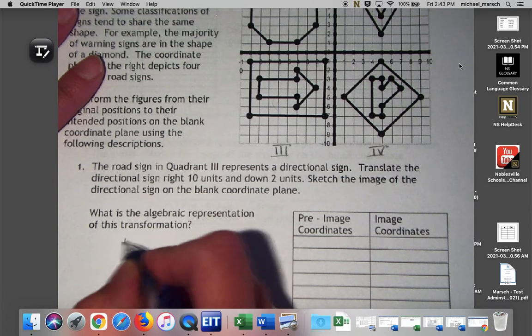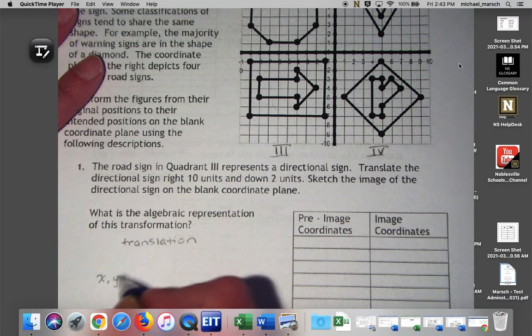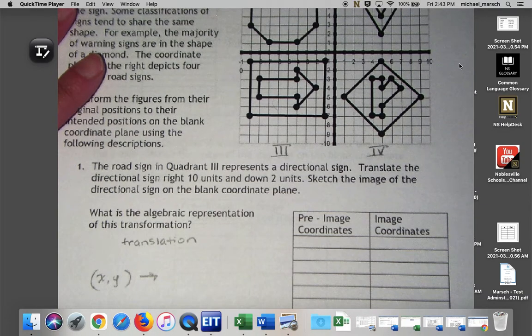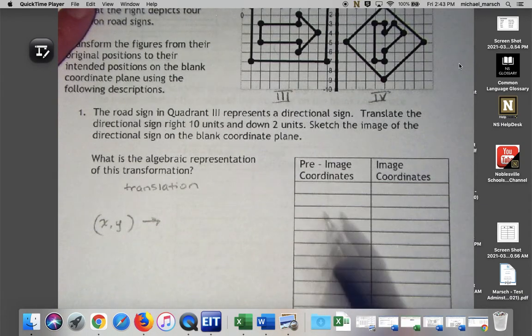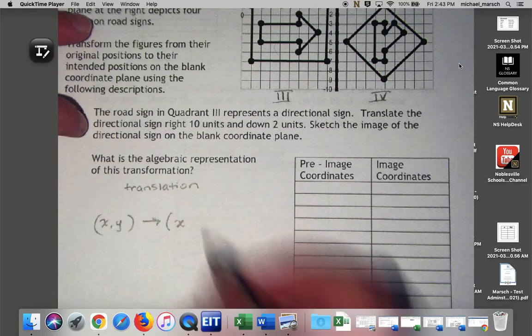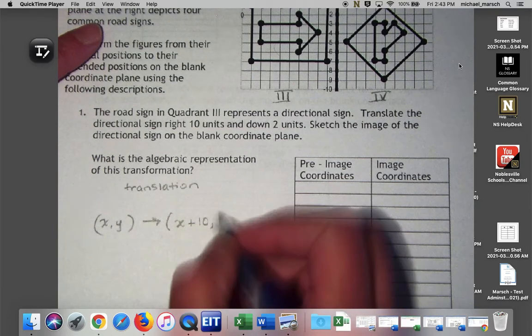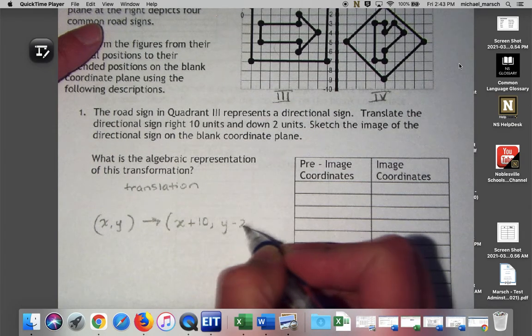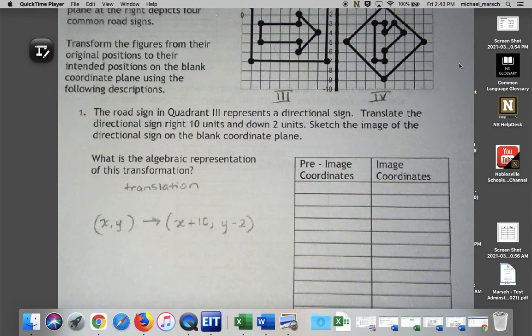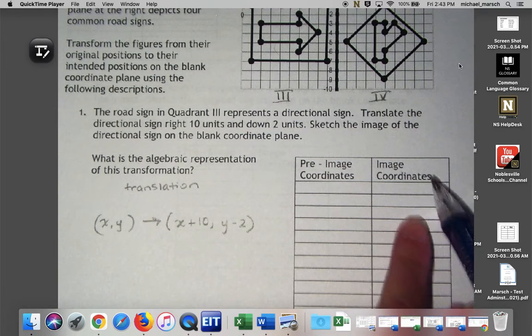So we're doing a translation. So if we start out with x and y, what do we do to each x and y value to get it to its new location? If we're moving right 10, you change the x. X plus 10, right? Because it's moving right 10. And it's going to be y minus 2. So what we're going to do here is we're going to use this table to write out our pre-image coordinates. We're going to apply our algebraic representation, and we're going to get our image coordinates.